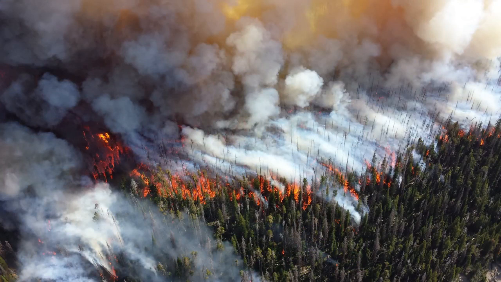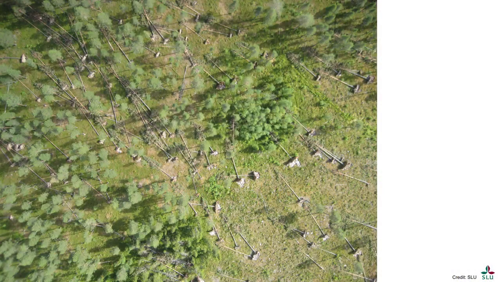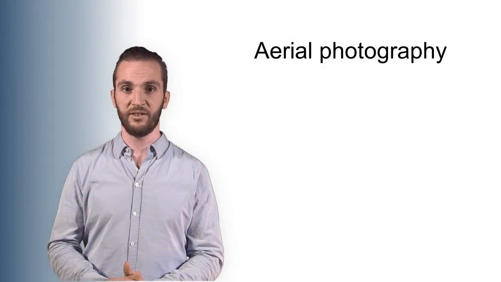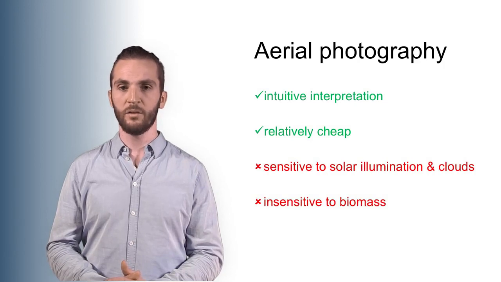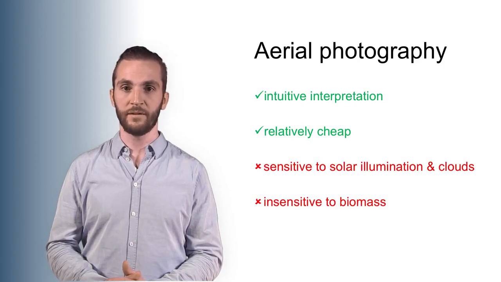Aerial photography can be used to map and monitor damage caused by forest fires, as well as storms. However, one of the largest shortcomings of aerial photography is its sensitivity to cloud and solar illumination. Moreover, optical waves do not penetrate tree canopies, and the sensitivity to forest biomass is low.